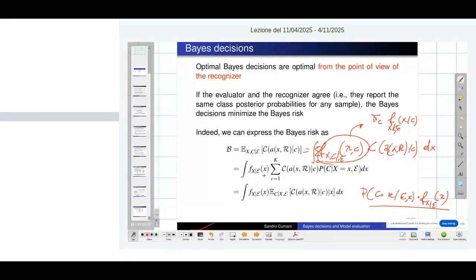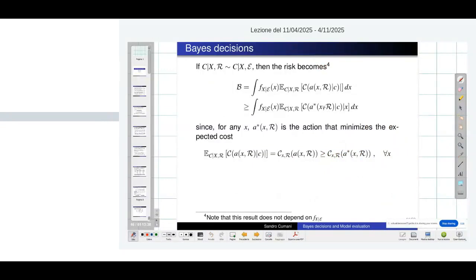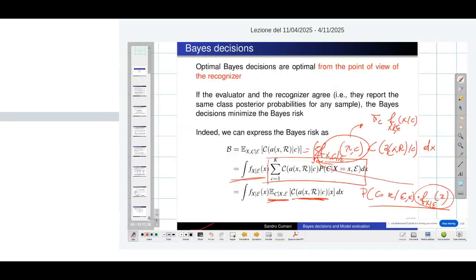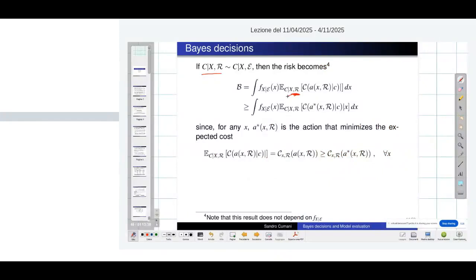If we factorize it in this way, this can be taken outside of the sum, so we have the integration over the marginal for the samples, and then this part here is what? That's the expectation over the posterior of the cost of the actions taken by the recognizer. Now, if E and R are the same, the expectation taken over the posterior given by the evaluator is the same as the posterior given by the recognizer, because the two are the same entity, so they give the same posterior probabilities for each of the samples. Then we can replace this E here with R. This is an expectation of the cost taken by the recognizer.